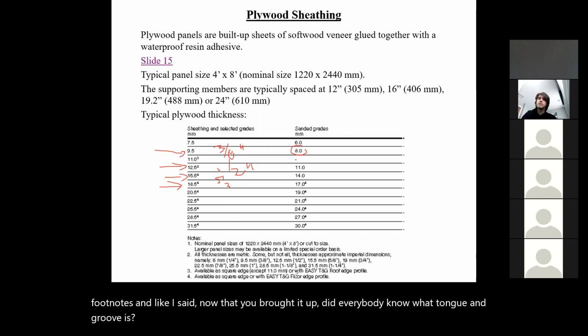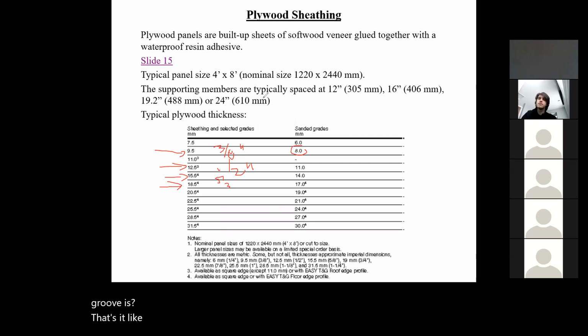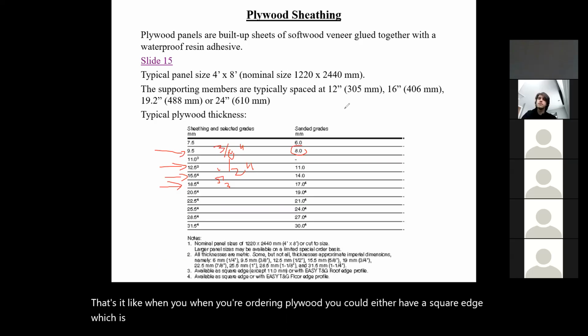The malfamel? No, it's kind of not that. Sorry, it's just when there's a little slit in the middle of the plywood that you can connect them in. Yeah, well, that's it. When you're ordering plywood, you can either have a square edge, which is what most of them come in. Okay, square edge means that this is a cross section.